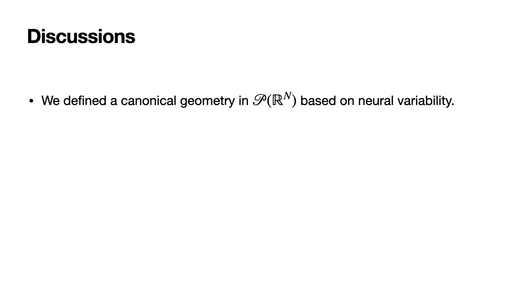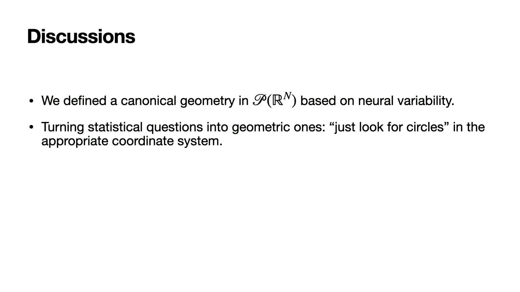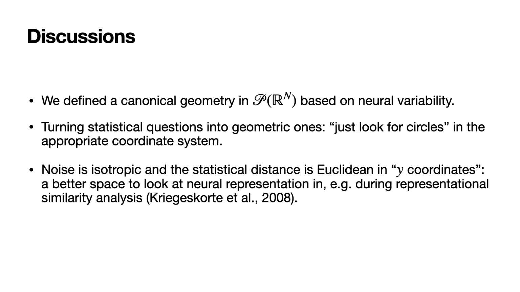So here are some discussion points. First, we define a canonical geometry in the space of neural response distributions based on neural variability. And this turns a statistical question into geometric ones. For example, here we are seeking the optimal tuning curve, the optimal neural response distribution, for discriminability. Phrased in a geometric way, this says we just need to look for circles in the appropriate coordinate system. And finally, this says that noise is isotropic and the statistical distance is Euclidean in these y coordinates. So this suggests that this may be a better space to look at neural representation in.